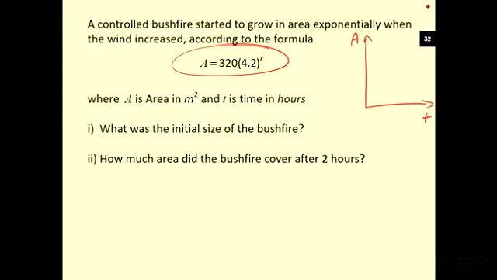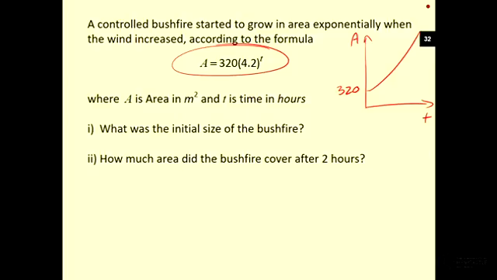It says its growth, as most bushfires are. But what confirms that it's growth? The 4.2, it's greater than 1. It keeps getting timesed by 4.2. What's the 320? Where it starts. So here's my rough gut sketch. I know that it's a 320 metre squared fire that gets bigger. That'll do. That's just me visualising the story.